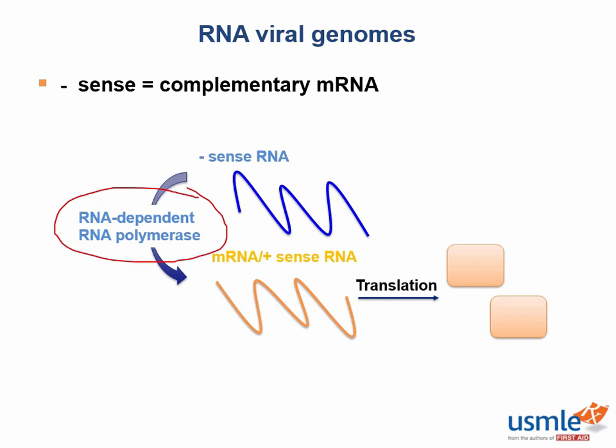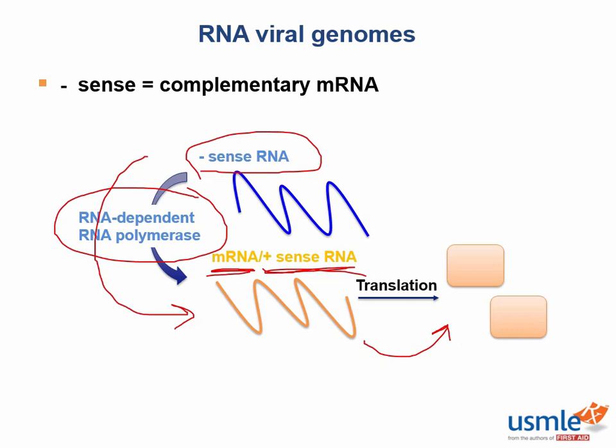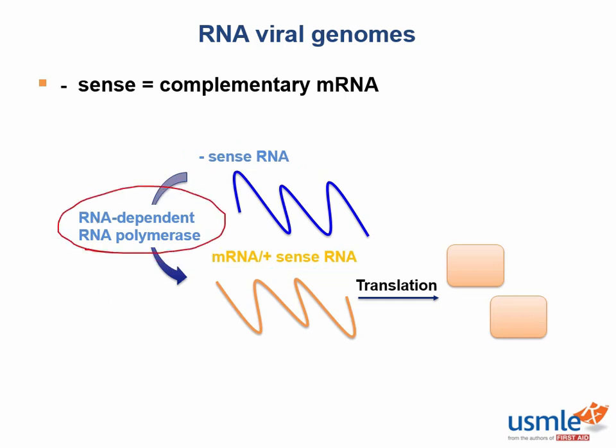So in review, negative-sense RNA is converted by RNA-dependent RNA polymerase into positive-sense RNA, which as we said is equivalent to messenger RNA, and then it is translated into its functional proteins in the ribosomes to form a complete virion. So in review, negative-stranded RNA viruses must have or carry with them this RNA-dependent RNA polymerase to make the protein and to complete the virion.